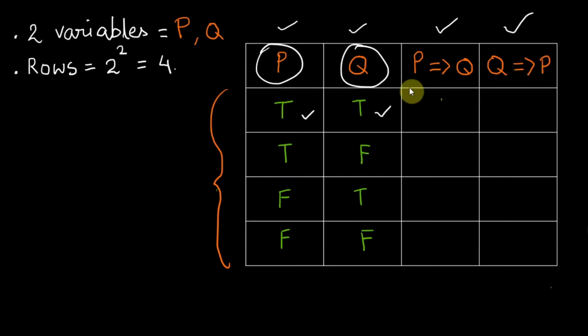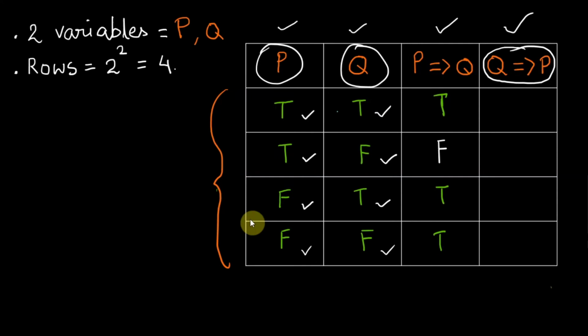If P is true and Q is true, P implies Q is true. If P is true and Q is false, P implies Q is false. If P is false and Q is true, P implies Q is true. If P is false and Q is false, P implies Q is true. We must evaluate the column Q implies P in a similar manner. If Q is true and P is true, Q implies P is true. If Q is true and P is false, Q implies P is false. If Q is false and P is true, Q implies P is true. If Q is false and P is false, Q implies P is true.